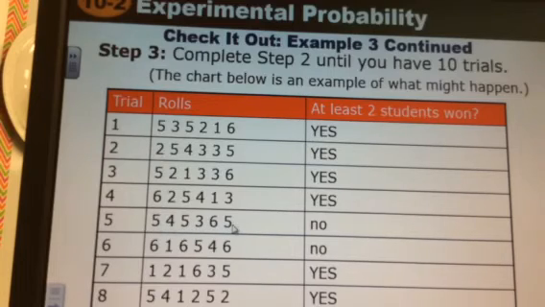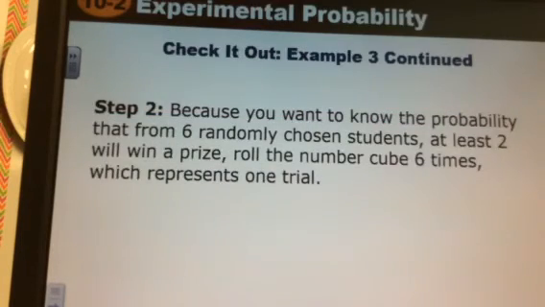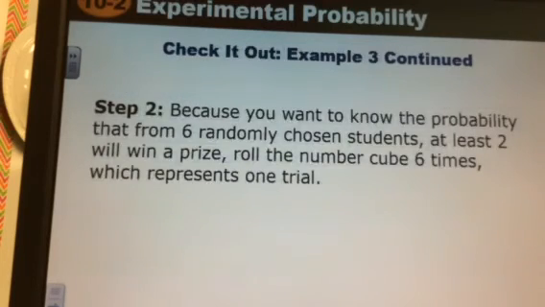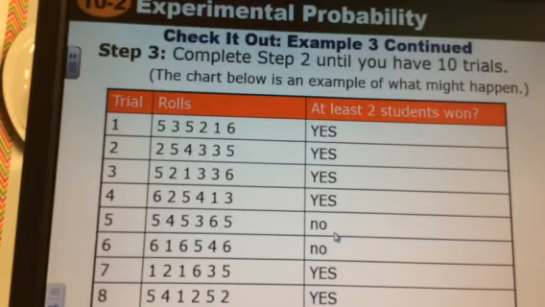Here we don't have any. Oh, I'm sorry. Wait a minute, 1, 2, and a 3. Well, I got to go back a second. I think I missed something here. At least 2 win a prize. Okay, we're going to say, let the numbers 1 through 3 represent a student that won, and 4 through 6 represent a student that did not. Okay, technically this one is not, because, okay, so I guess they just had a typo there. That should be either a 4, 5, or 6. So they're saying no. So let's just scratch that out and put in a 4, 5, or 6.